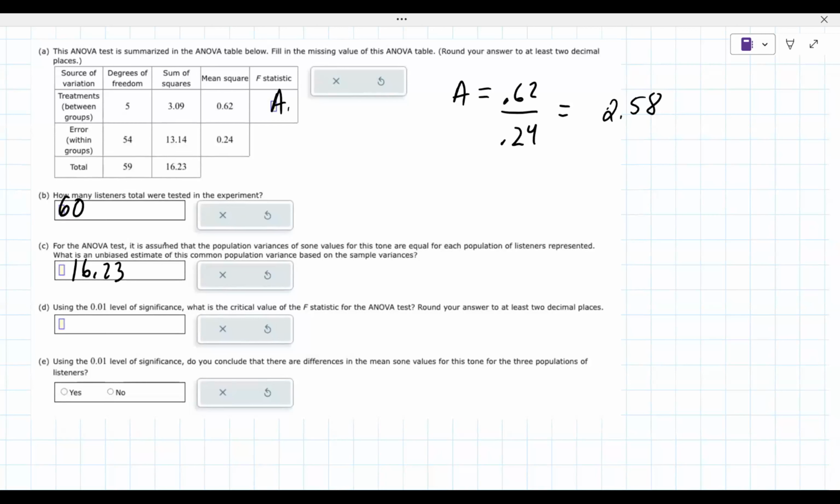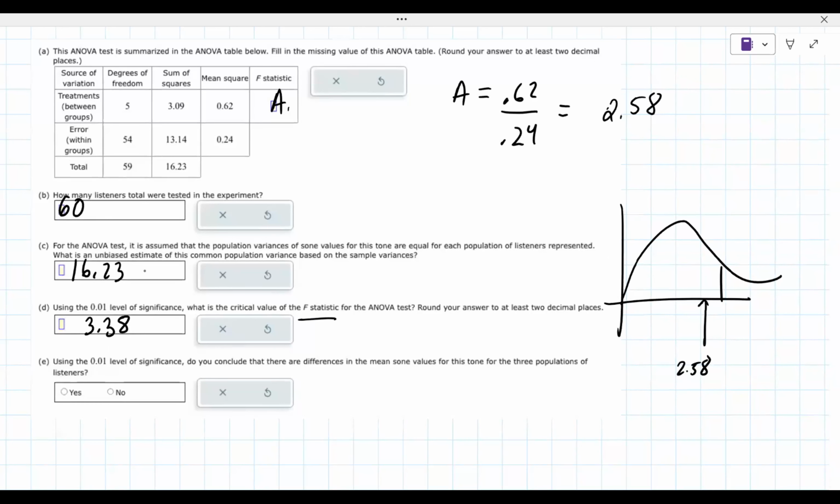Then using the 0.01 level, what is the critical value of the F statistic? So this is using software again. The degrees of freedom is 5, and there's 2 degrees of freedom in this. So it ends up being 3.38 when you look that up. Then you're trying to decide, is your number bigger than that? That F distribution looks like this. You're at 2.58, but the critical value is 3.38. So this is a no, you don't reject.